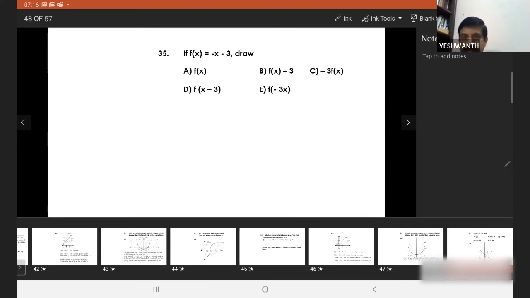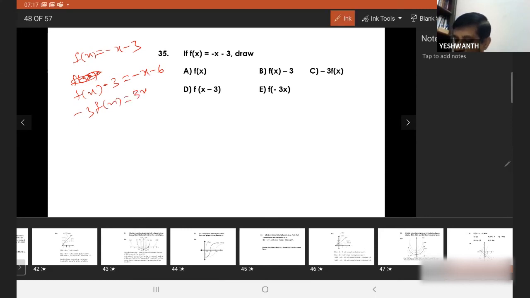Let's go to this question now. f(x) equal to minus x minus 3. So f(x minus 3) is minus x minus 6. Minus 3 f(x) is 3x plus 9. f(x minus 3).